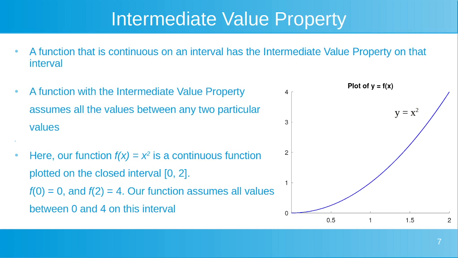Our function f of x is a continuous function, and it has the intermediate value property. So our function assumes all the values between 0 and 4 on this interval. So for this continuous function on this closed interval from 0 to 2, our function is equal to all the values between 0 and 4 over this closed interval.